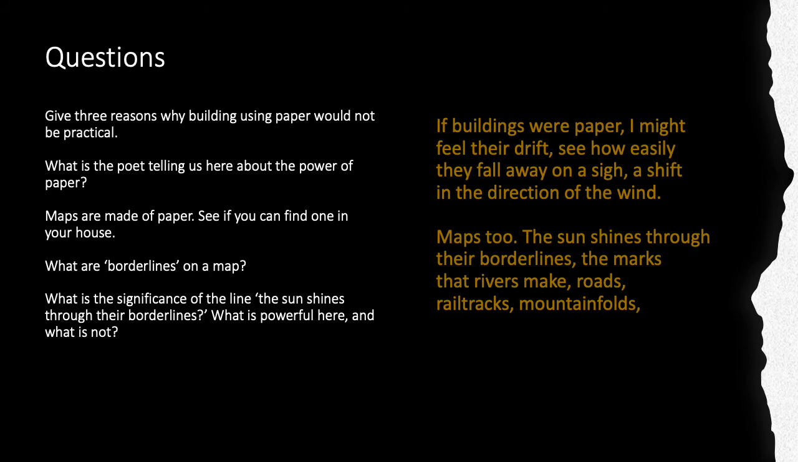And then your final question, and again this is the big thinker, what is the significance of the line, the sun shines through their borderlines? So the sun shines through the borderlines on a map. What is significant about that? What is important about that line? What is being shown to be powerful here in that line, and what is not powerful? How would sun shining through borderlines be a possible statement on power and where it lies?